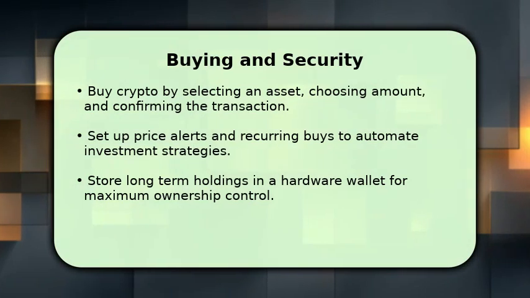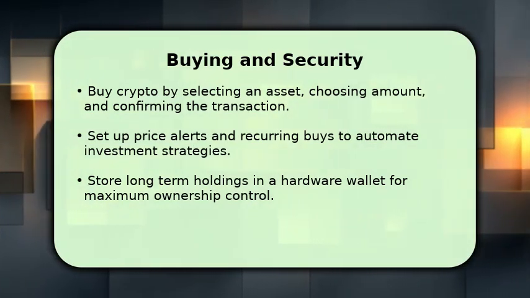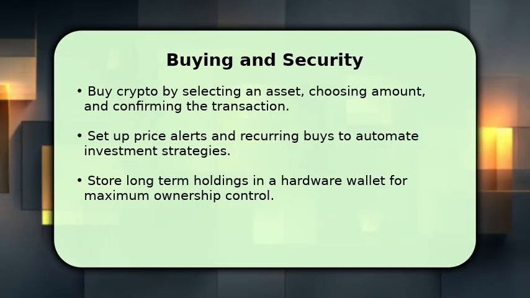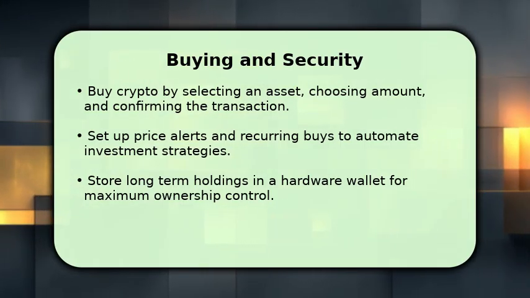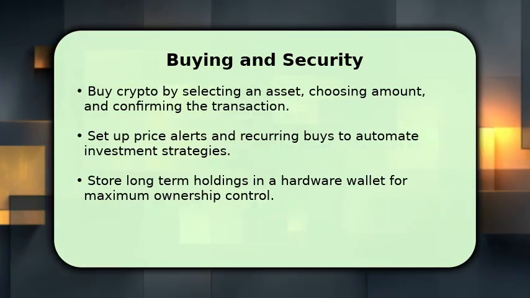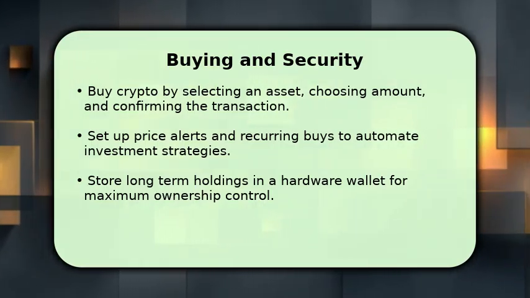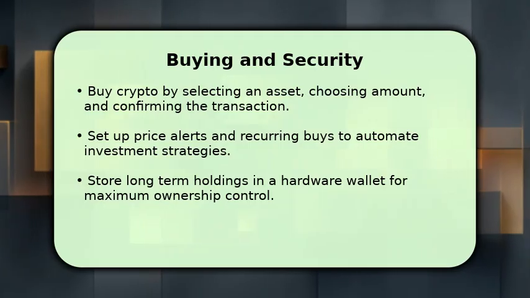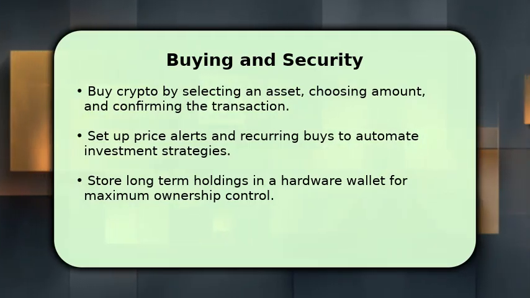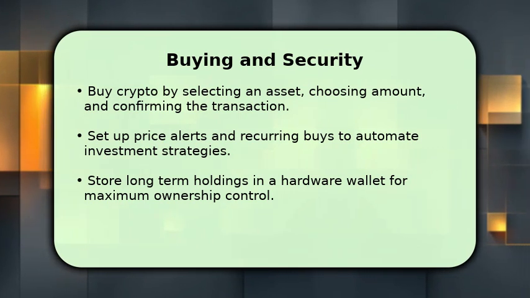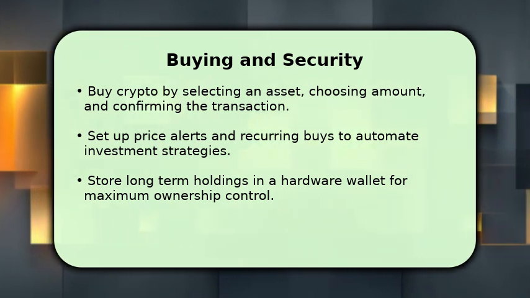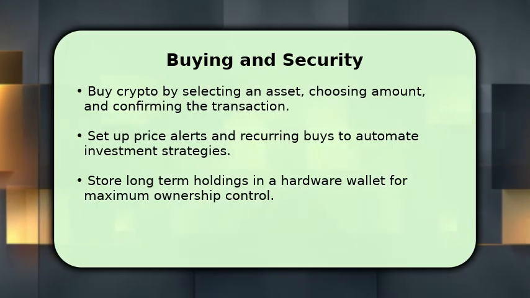When you buy crypto, pick the asset, enter the dollar amount, and review fees before confirming the trade. Use recurring buys to dollar cost average and set price alerts to monitor market moves. For enhanced security, withdraw significant holdings to a hardware wallet you control and keep smaller balances in the app for trading. Regularly update passwords and enable two-factor authentication to reduce account risk.